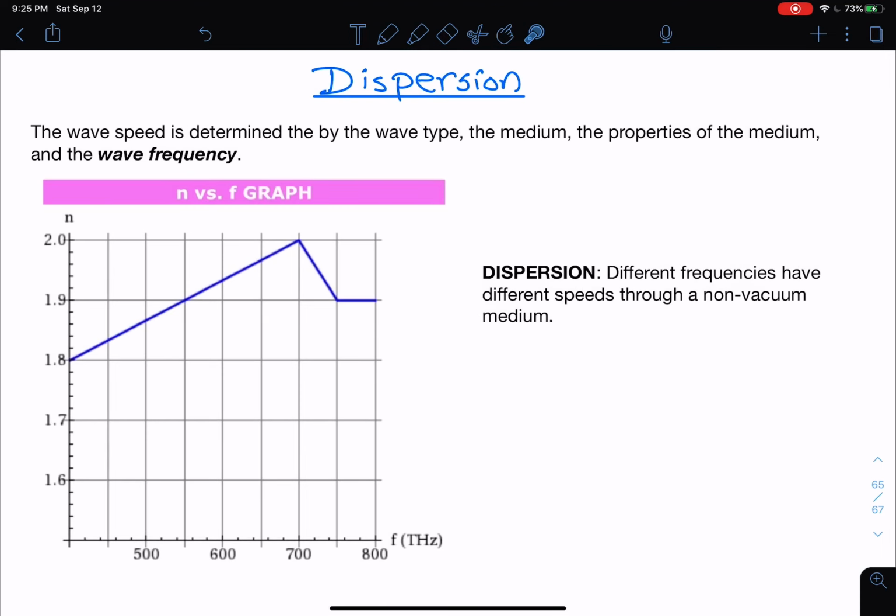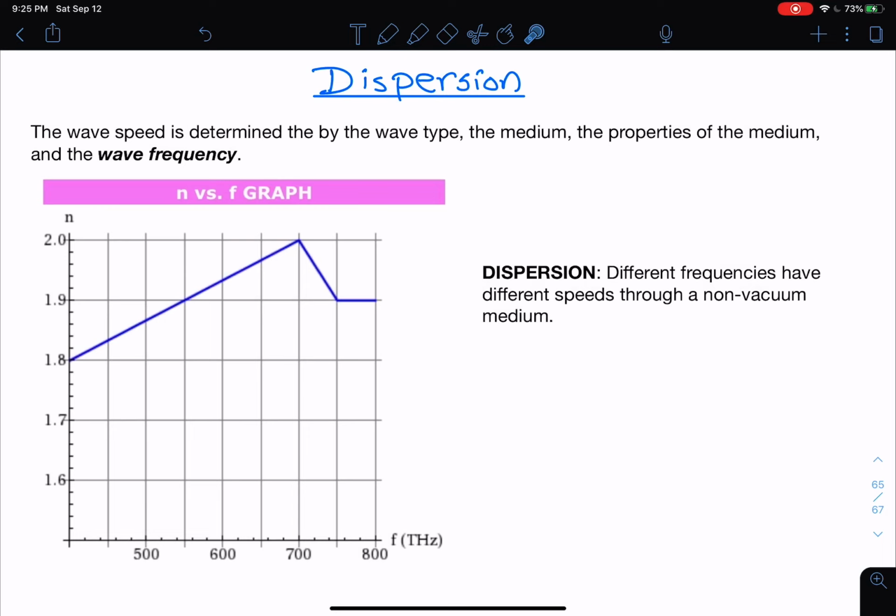So this is dispersion. And we're talking about this with regards to EM waves. Different frequencies have different speeds through a non-vacuum medium. Now this is important: non-vacuum medium, because through a vacuum, all EM waves move at the speed of light. But when they're moving through something else, like water, different frequencies will have different speeds.